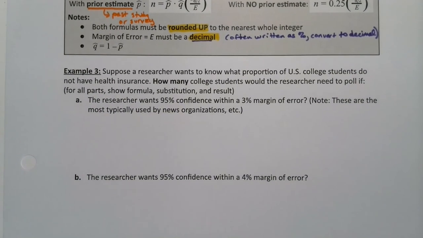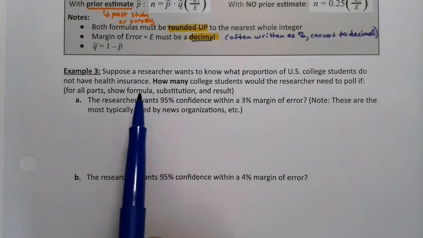All right, so let's practice, shall we? Suppose a researcher wants to know what proportion of U.S. college students do not have health insurance. How many college students would the researcher need to poll if, right? And poll is when they call them up, or technically you can do it face-to-face. You can do other ways, but calling is the most frequent one. And then for all parts, I want you to show your formula, your substitution, your result.